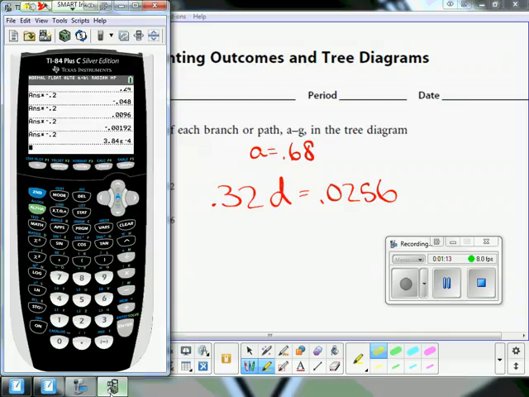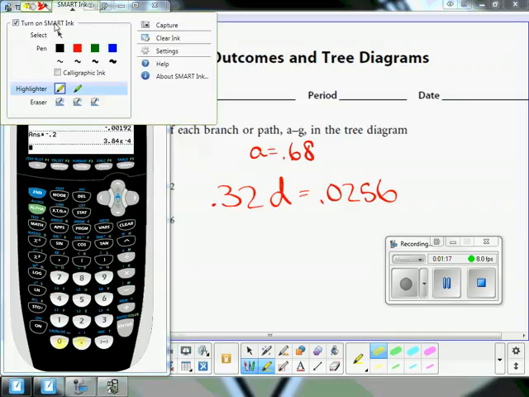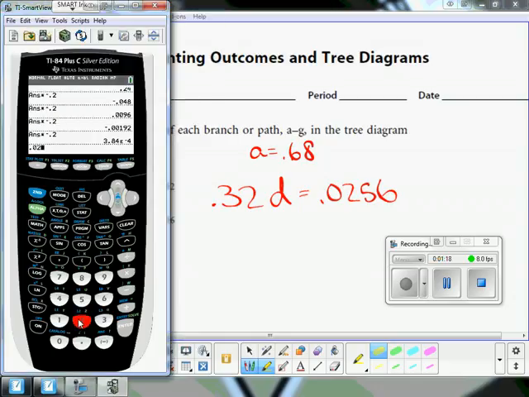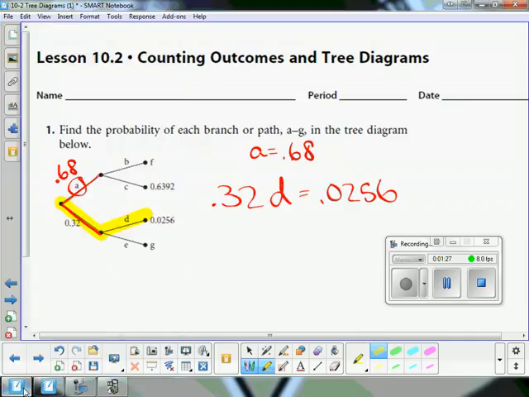Okay, so we're going to do 0.0256 divided by 0.32, and you get 0.08. All right, so when you divide both sides, you get 0.08. So that's our D, 0.08.